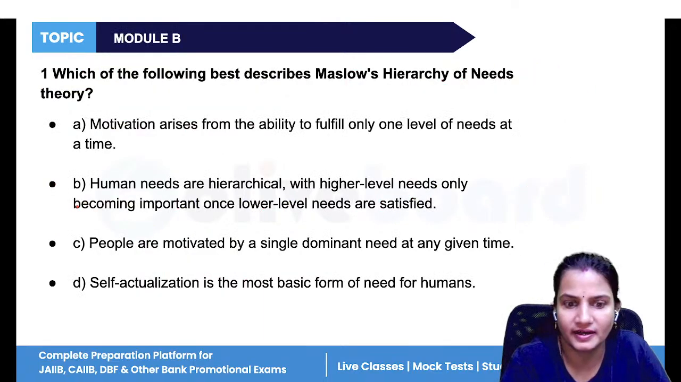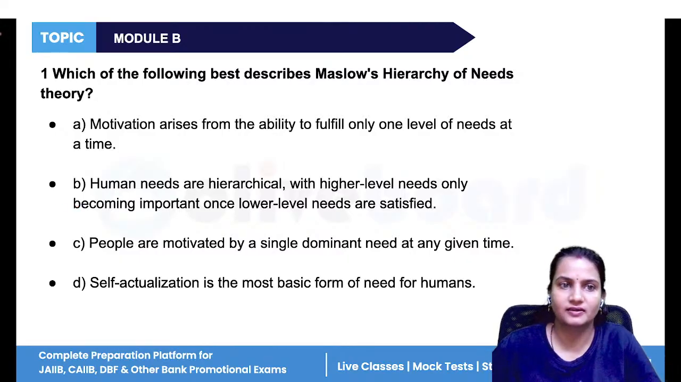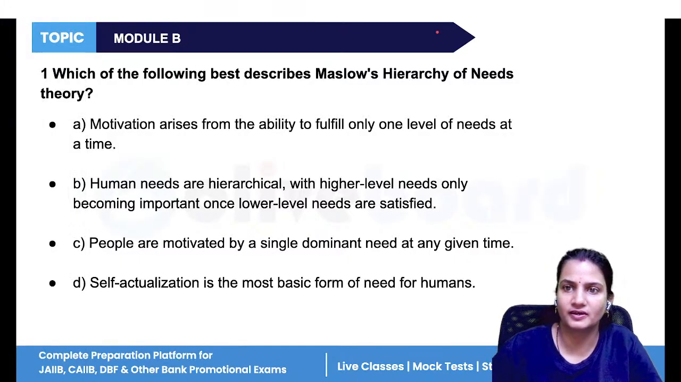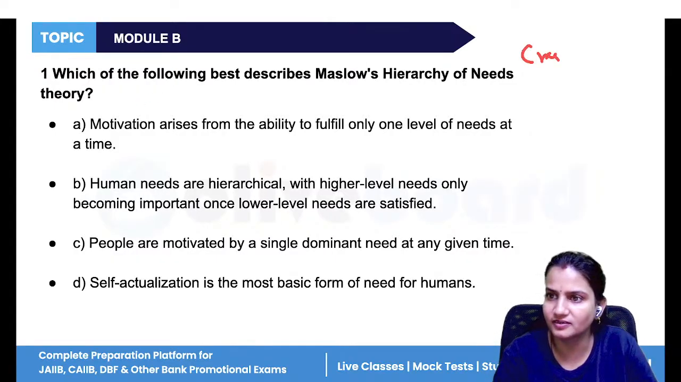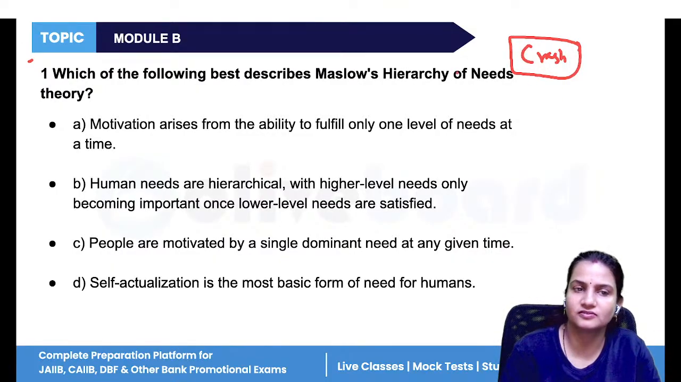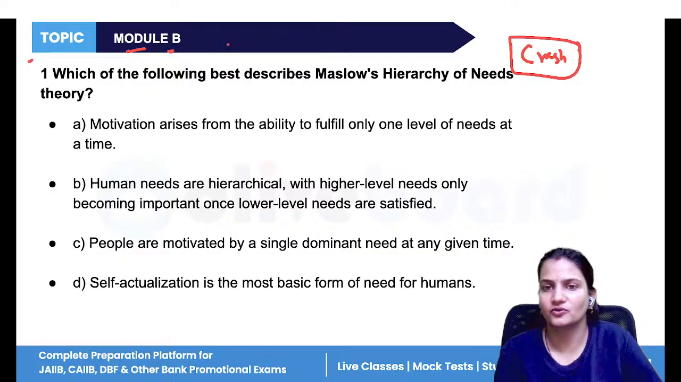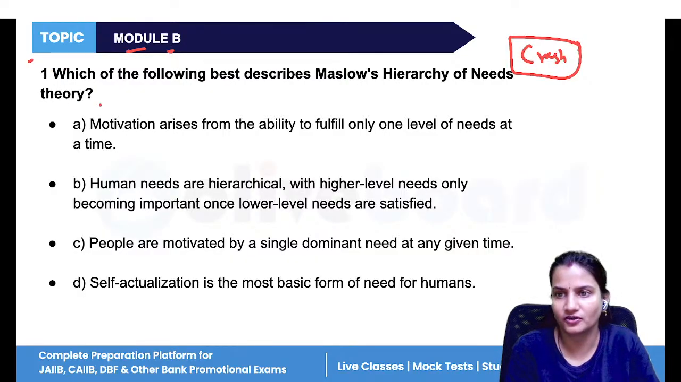Now, let's have a few questions so that you can get a better understanding of what we'll do in our crash batch and what we'll do in our cracker batch. In cracker batch, we're doing the questions. The crash batch demo is already there, so you can watch the demo of the crash batch. This is the demo of your all-in-one. In crash batch, the revision of concepts, and in cracker batch, practicing more questions. Let's do some questions. So this is a question of module B.